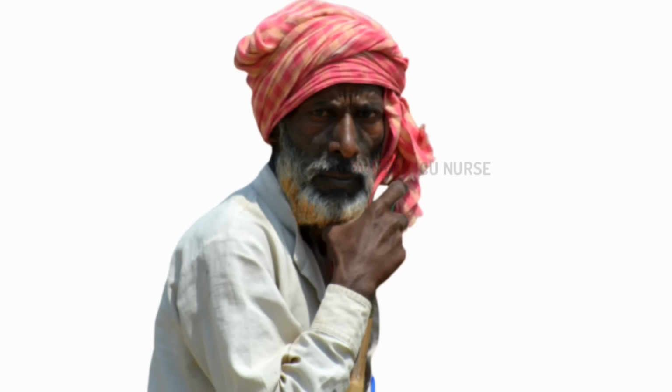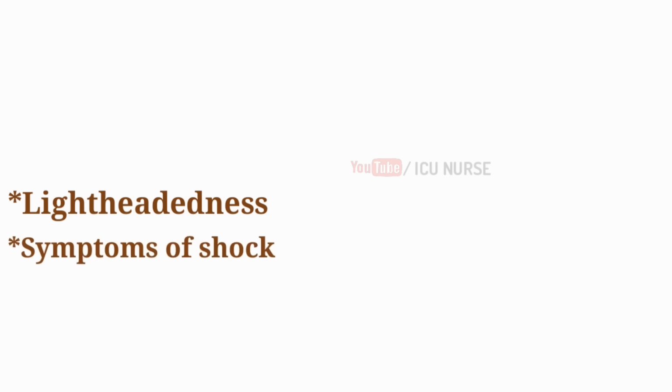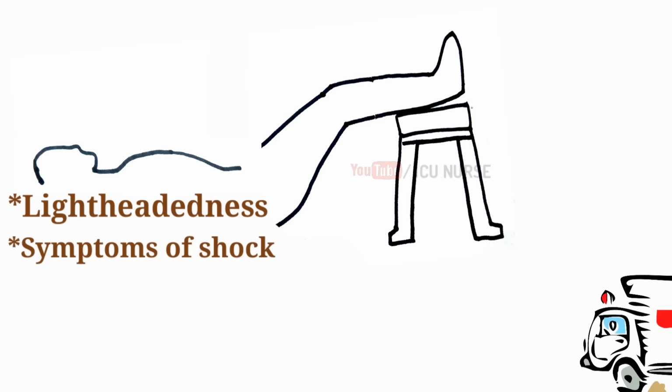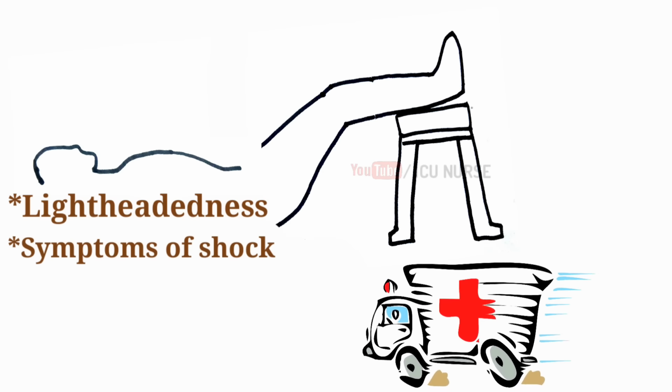A layperson cannot stop internal bleeding. If extensive bleeding causes lightheadedness or symptoms of shock, the person should be laid down and the legs elevated. One should call for an ambulance as quickly as possible.